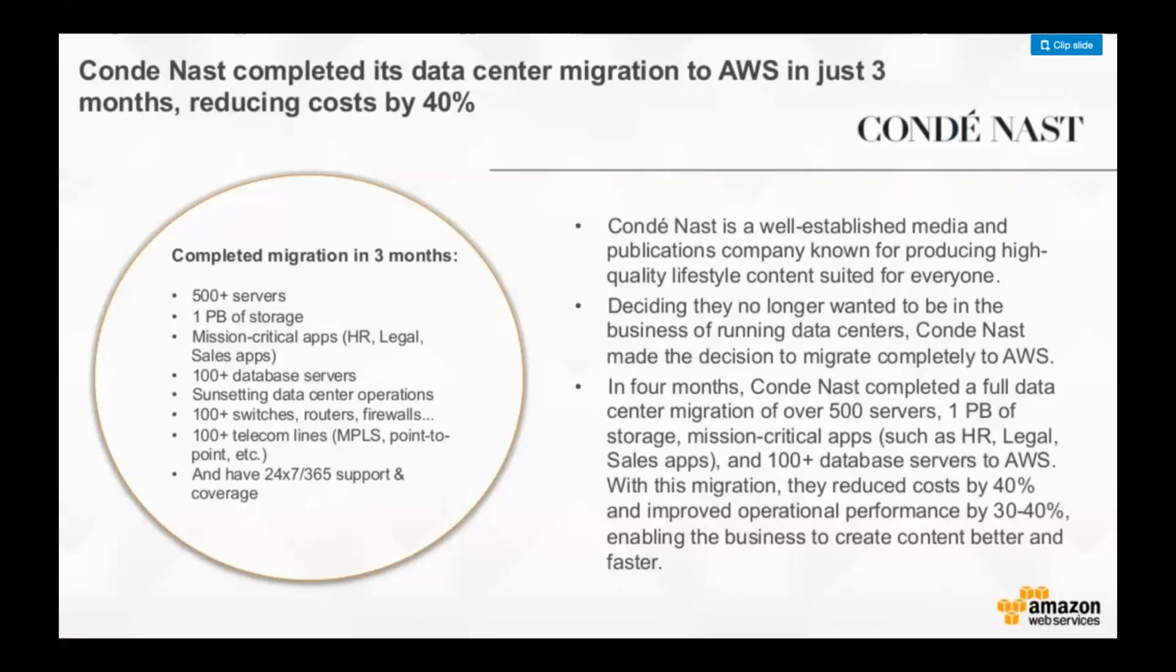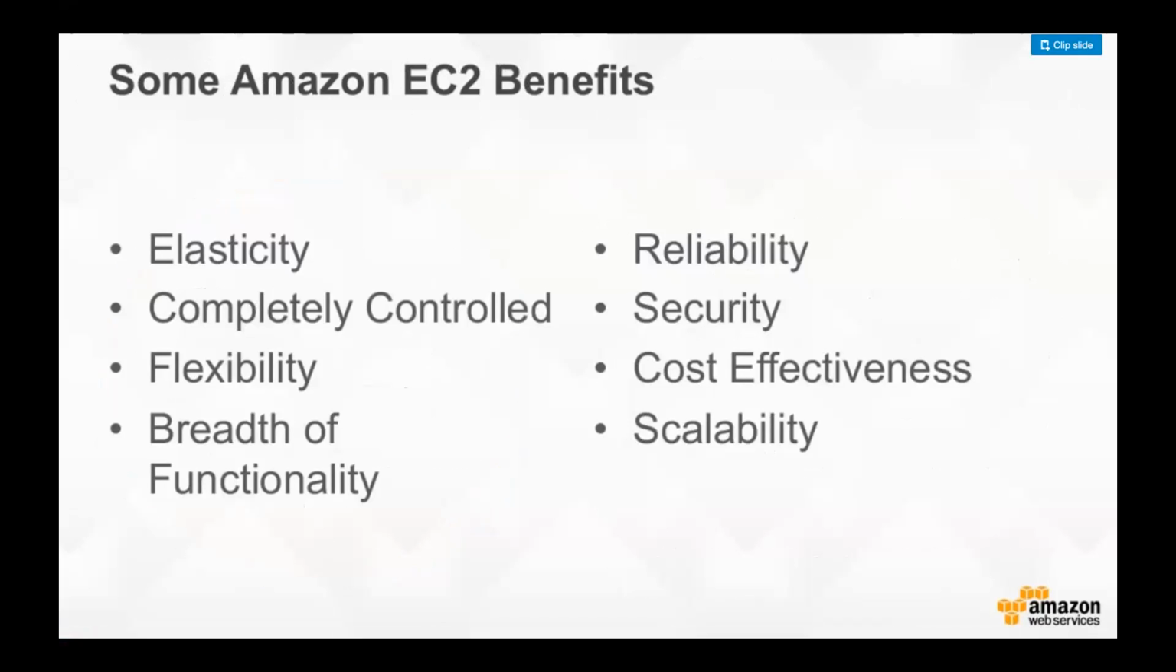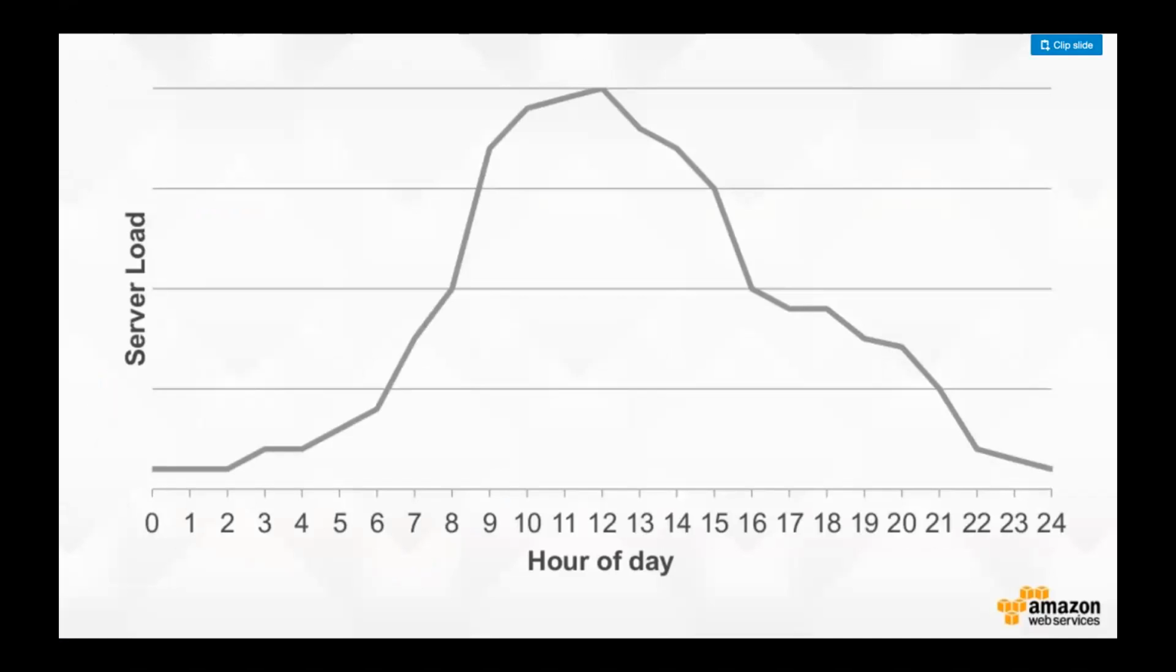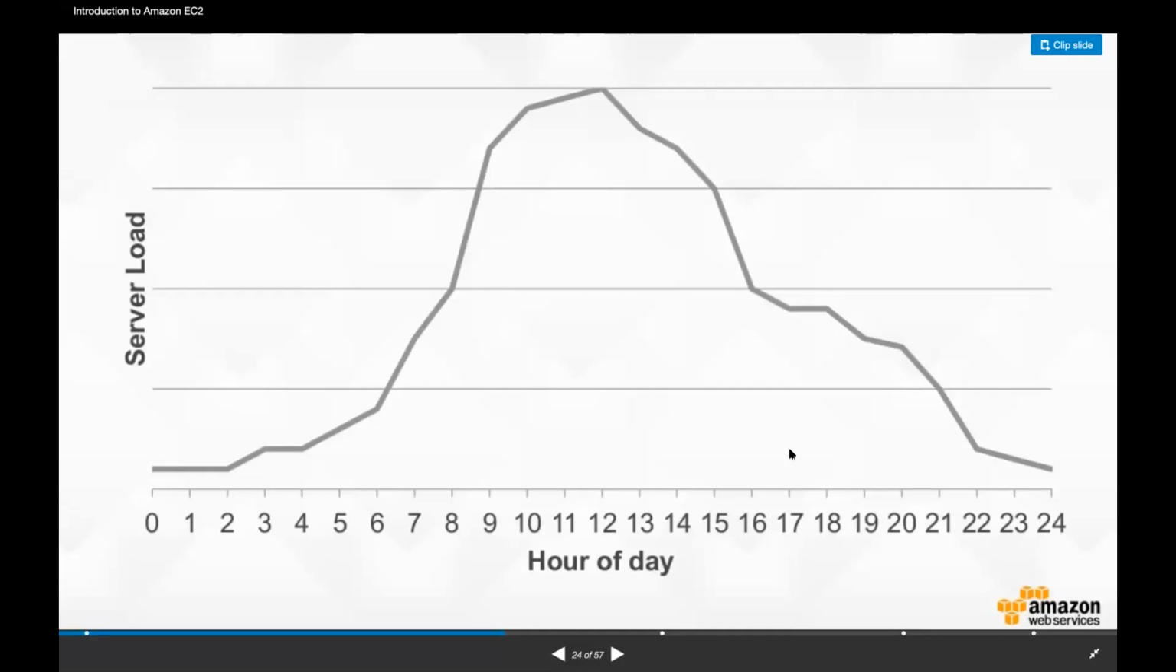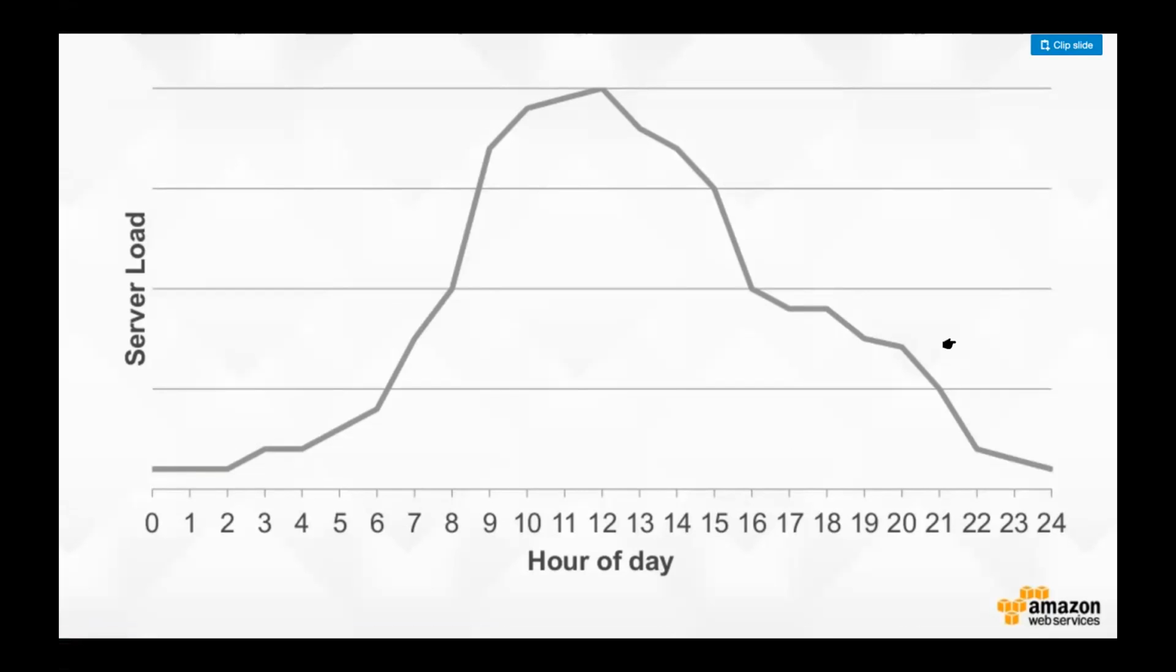And yeah, so many people have given good benefits of EC2, but some of them are elasticity. They're completely controlled. Flexibility, breadth of functionality, reliability, security, cost effectiveness, scalability. And if you see, take a 24-hour window. You can actually keep it running for only like 10 hours. Rest of the time, you can shut it down and you won't be charged. You will be charged only for 10 hours, not more than that.